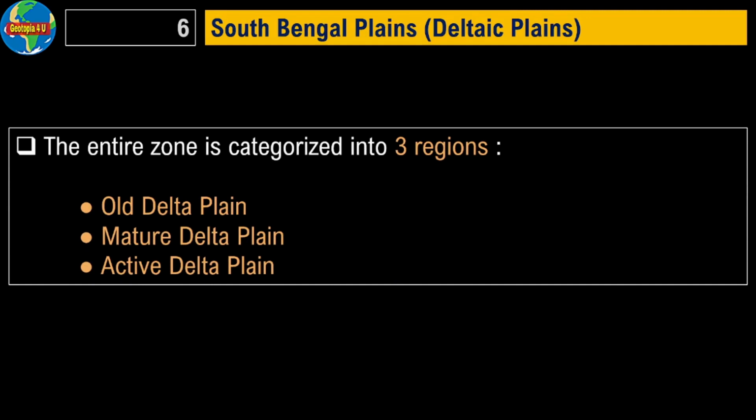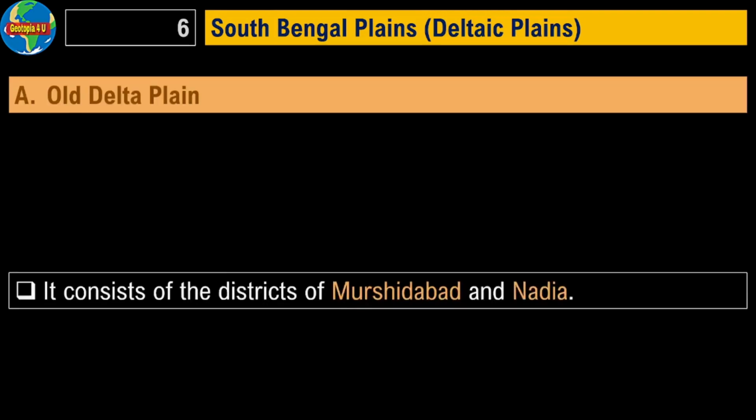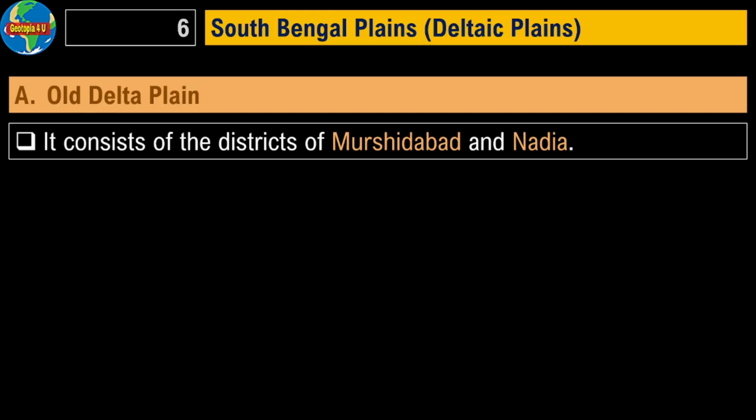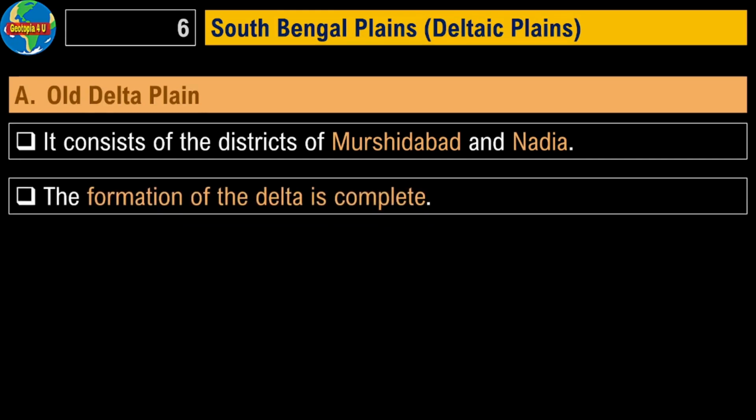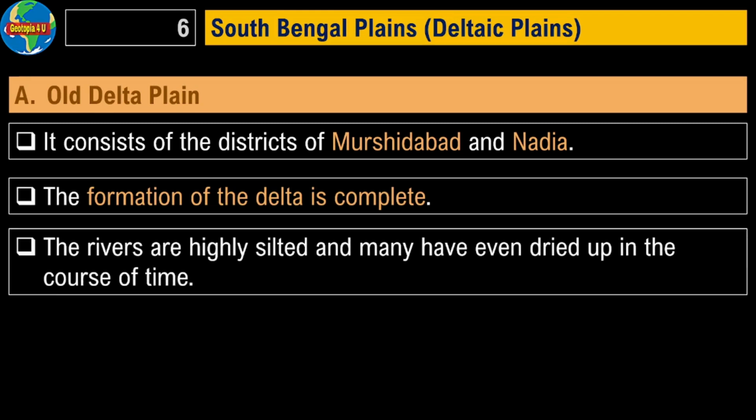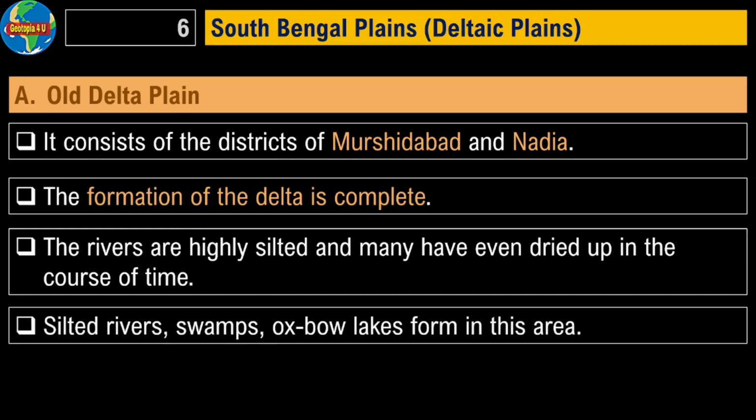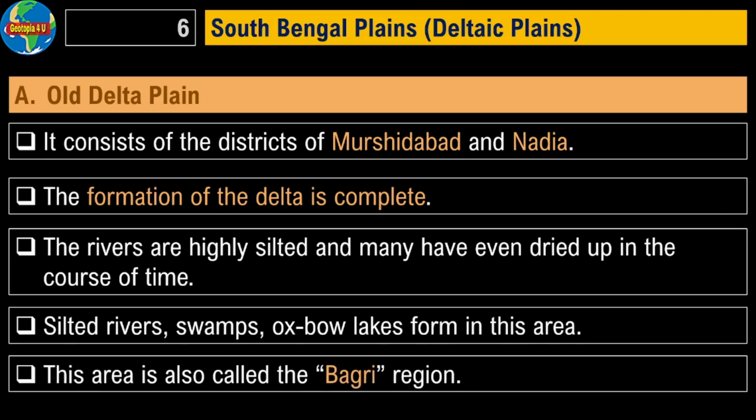The entire zone of South Bengal Plains is categorized into three regions: Old Delta Plain, Mature Delta Plain, and Active Delta Plain. Number A. Old Delta Plain. It consists of the districts of Murshidabad and Nadia. The formation of the delta is complete. The rivers are highly silted and many have dried up in the course of time. Silted rivers, swamps, oxbow lakes forms in this area. This area is also called the Bagri region.